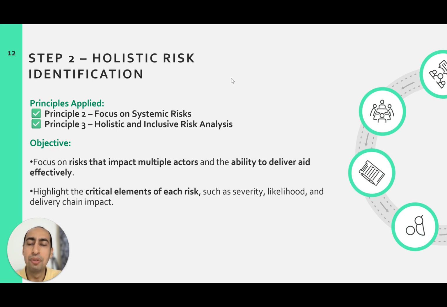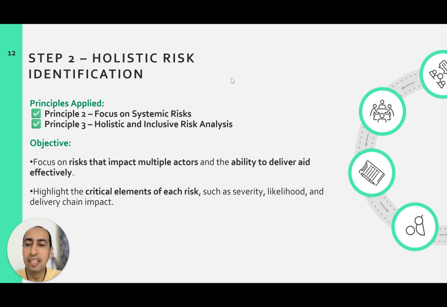Here, we have to ensure that not any risk is to be shared, and we have discussed what kind of risks are to be shared. This is where this principle comes into practice. We will simply share the risk that has an impact on multiple stakeholders within the delivery chain and also impacts our ability to deliver aid effectively. So these two conditions have to be there: impacting more than one stakeholder, and impacting our ability to deliver aid effectively.